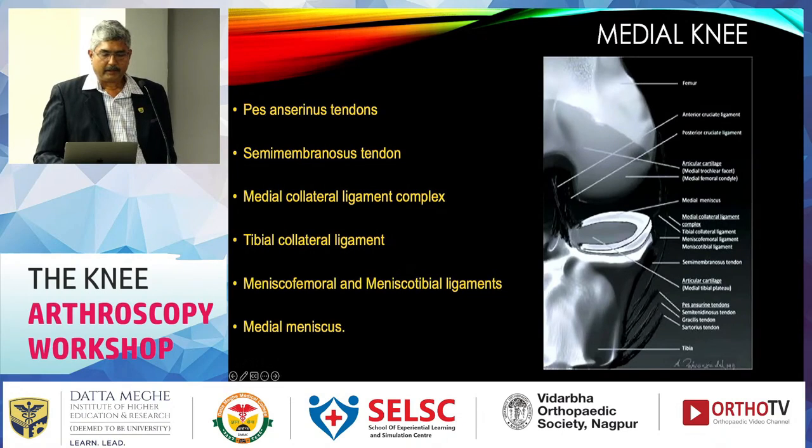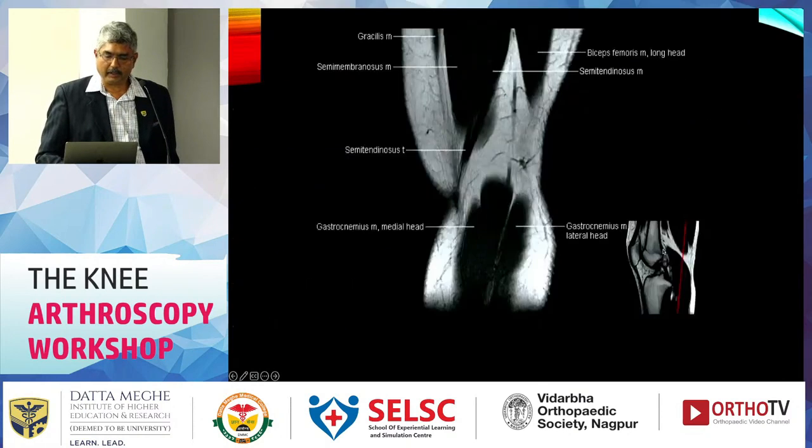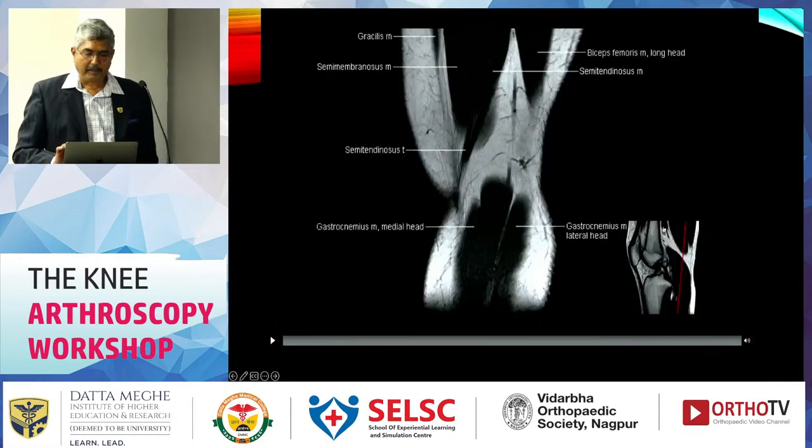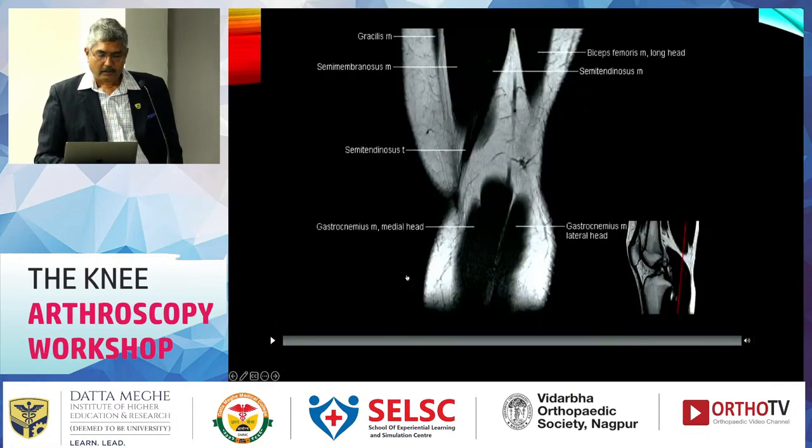We have already discussed, it has the pes anserine tendons. The pes anserine tendons are three in number. These are sartorius, gracilis, and semitendinosus. Let's go through, and we have the medial collateral ligament complex and the tibial collateral ligament. These are the images. Simply we will go through. This is the medial part.